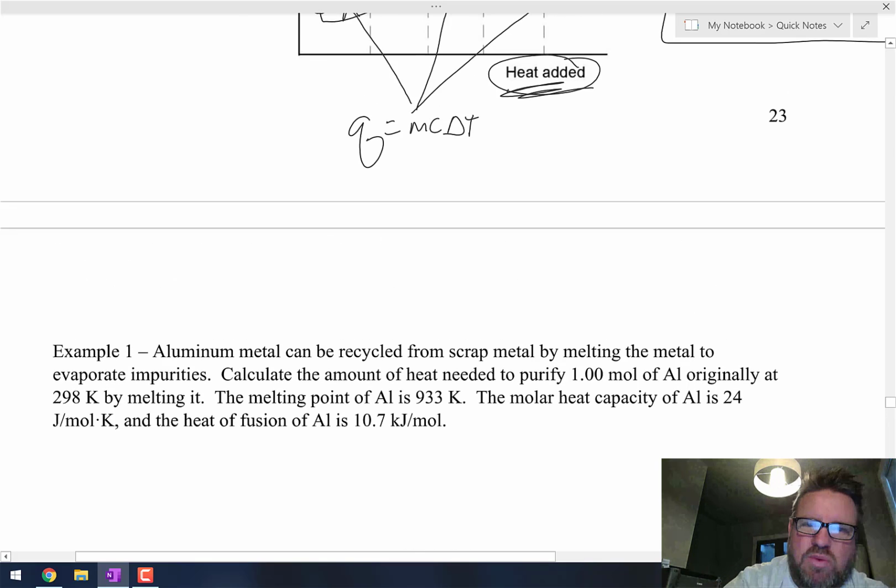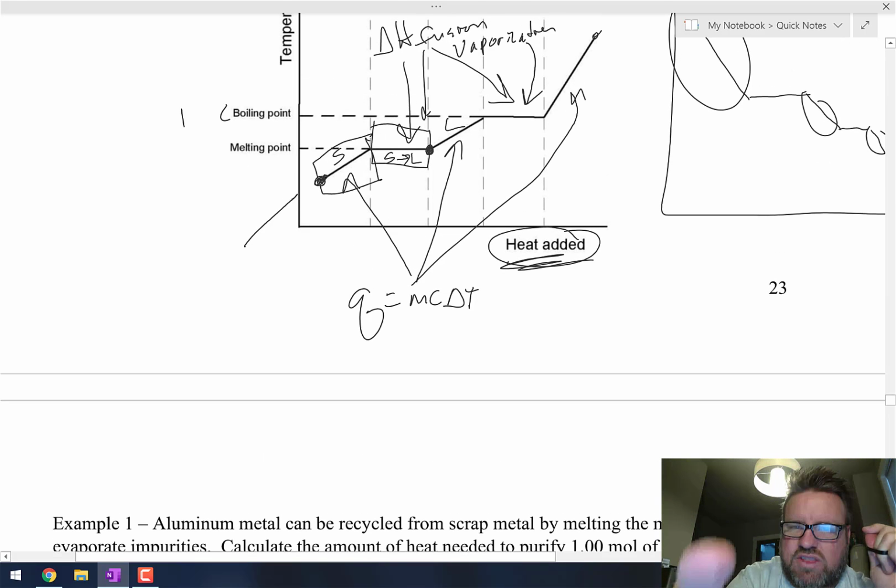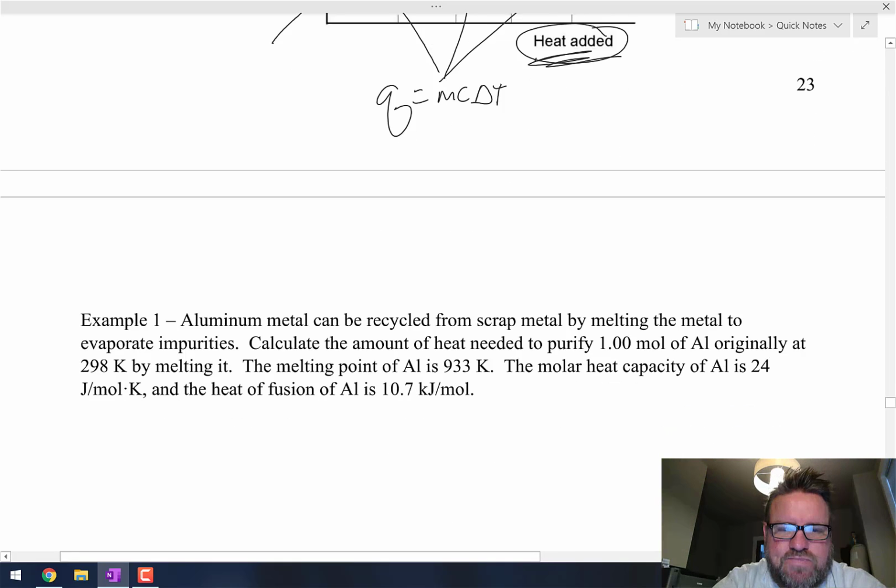So basically what we're doing here is, yes, we're starting right here. It's solid. So this is a solid, this is a liquid, and right in between here, you're between the solid and the liquid. Sorry, I should have said that earlier. And then here in the flat part, when you're at the boiling point, you're between liquid and gas. And then up here, it's just a gas.